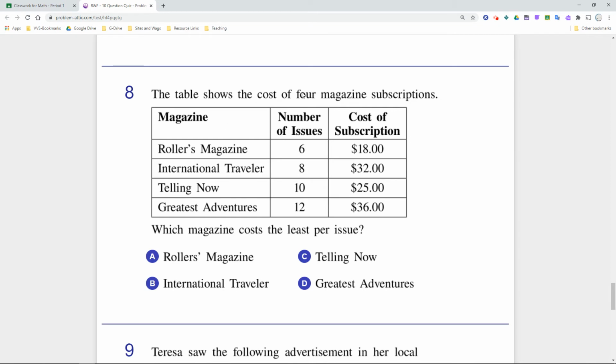Number 8, the table shows the costs of 4 magazine subscriptions. The magazines are Rollers Magazine, International Traveler, Telling Now, and Greatest Adventures. For Rollers Magazine, you can get 6 issues at $18. International Traveler, you get 8 issues for $32. For the Telling Now magazine, you get 10 issues for $25. And Greatest Adventures, you get 12 issues for $36. Which magazine costs the least per issue? Rollers Magazine, International Traveler, Telling Now, or Greatest Adventures?